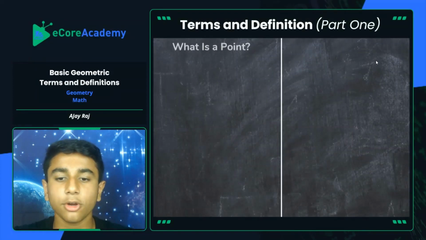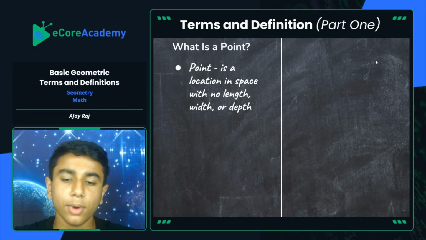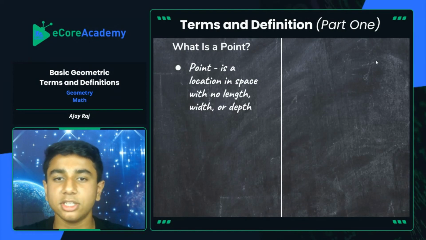The very first term that we have is a point. So we're going to discover what a point is. The definition of a point is a location in space with no length, width, or depth. You might be thinking, wow, I already know what a point is, but why does it have such a complex definition? That's because in geometry, a point represents any specific location.